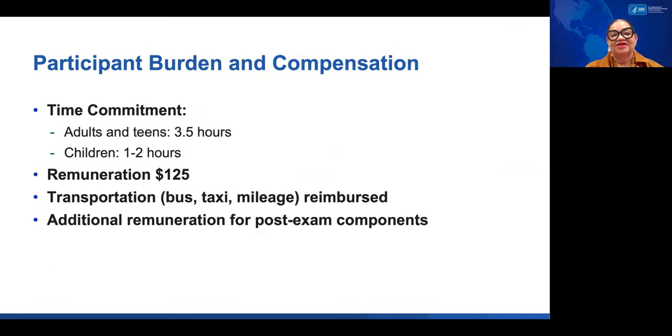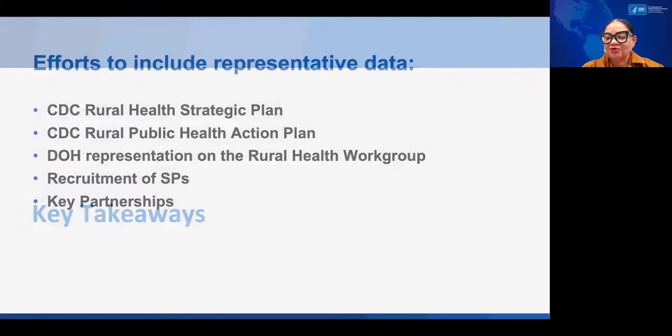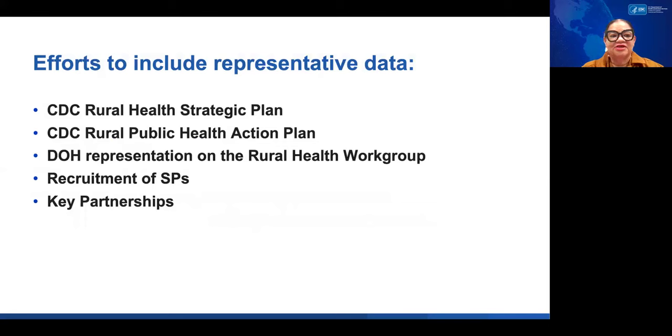And then this is another critical thing that I mentioned earlier about participation, participant burden and compensation. When you are involved in an exam like this, it can take up to 3.5 hours. And some people do opt out of certain things, but we try to really incentivize them to participate in all of it. And then for children, it's 1 to 2 hours. There's a stipend that we give them, and then also transportation. And then any other information that we can give them post-exam to get them to where they need, especially if there's been areas of concern that have been identified. Next slide.